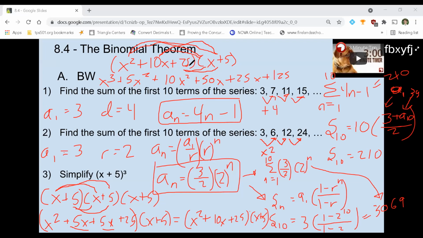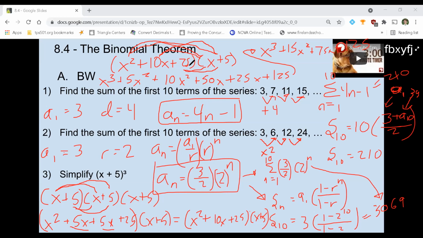And then if you combine like terms, that gives us the final answer: x cubed plus 15x squared plus 75x plus 125. And there you go. That is simplified. Would you like to do x plus 5 to the 4th power? We would then have to quadruple distribute. Or x plus 5 to the 5th? What about to the 10th?